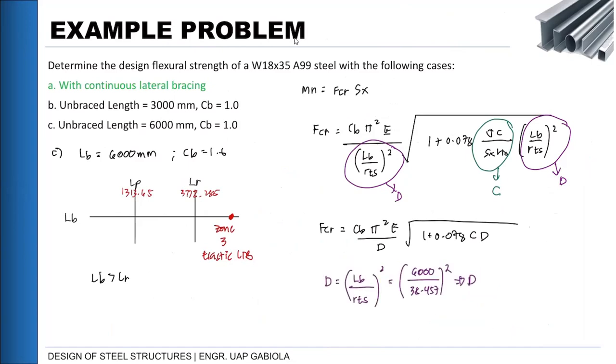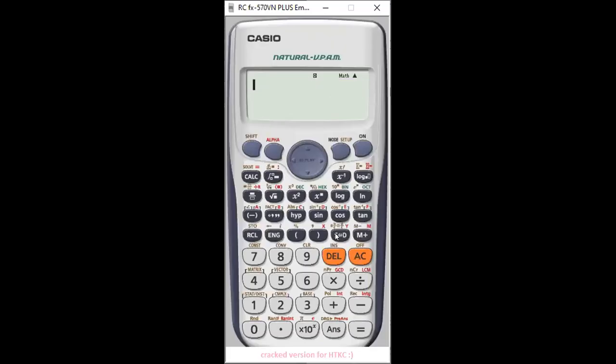Yeah. So, you have 6,000 all over 38.457, then squared. Okay. So, kung sa calci natin, ito, yung calci natin, we have 6,000 all over 38.457 squared equals, and then shift, store, letter D tayo.